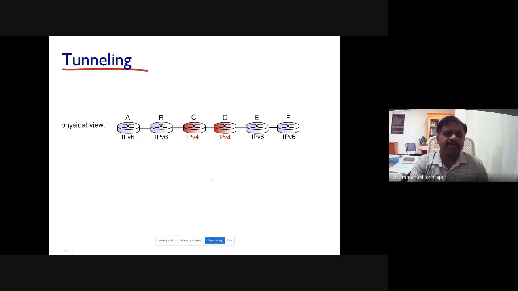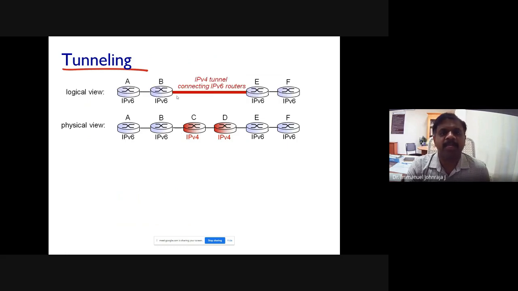So what happens physically? There are IPv6 routers, but in between there are IPv4 routers. So this IPv6 packet cannot travel over IPv4. So what should happen? You create a tunnel. How can we create the tunnel? The two-wheeler, the car, is coming till this point, and then you carry it in a bigger vehicle and then drop it here.